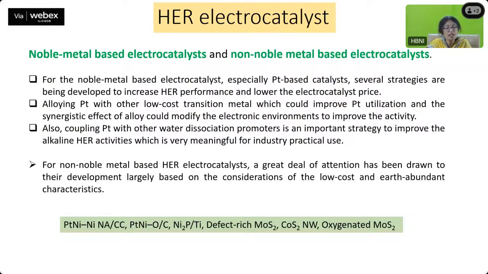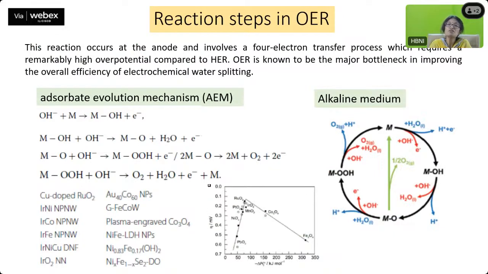In case of non-noble metal-based HER electrocatalysts, mostly what you use are low-cost and earth-abundant materials. So you can have defect-rich molybdenum sulfide, cobalt sulfide, or oxygenated molybdenum sulfide. These kinds of things you can use as non-noble metal-based HER electrocatalysts. Now coming to the different reaction steps, that was for your hydrogen evolution reaction. That is what we discussed in the last two, three slides.